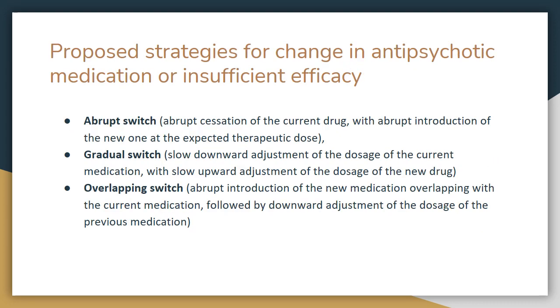These are the proposed strategies we consider for change in the antipsychotic medications for insufficient efficacy, which include abrupt switch. What is abrupt switch? It is an abrupt cessation of the current drug with abrupt introduction of the new one at the expected therapeutic dose. Gradual switch: slow downward adjustment of the dosage of the current medication with slow upward adjustment of the dosage of a new drug. Overlapping switch: abrupt introduction of a new medication overlapping with the current medication, followed by the downward adjustment of the dosage of the previous medication.